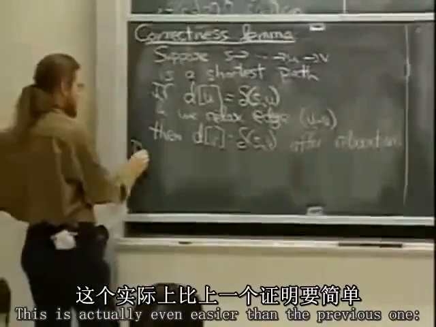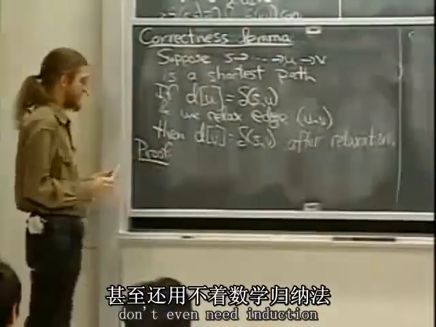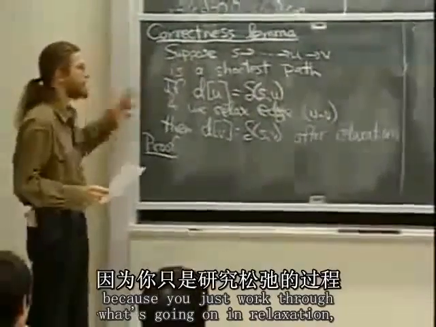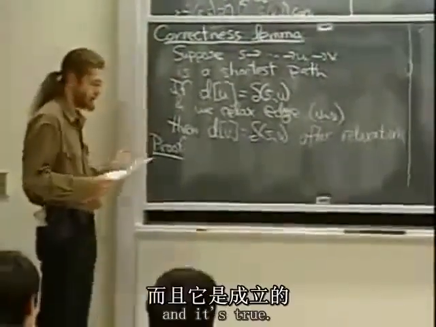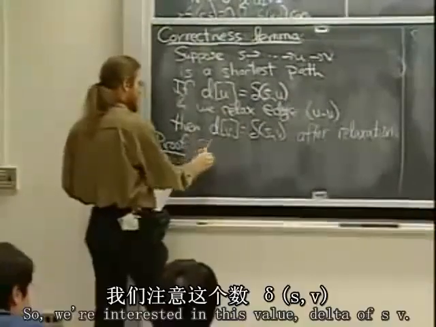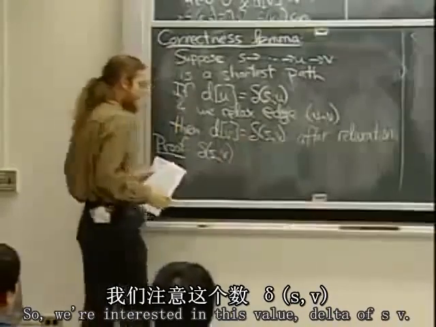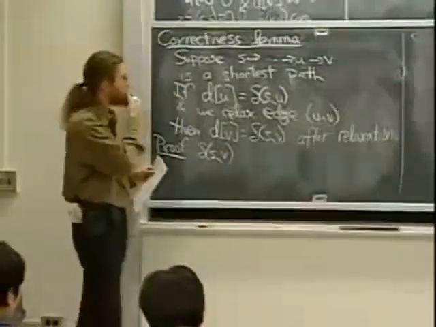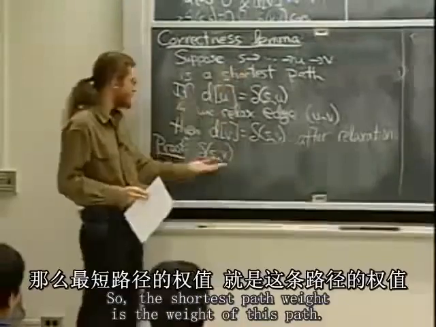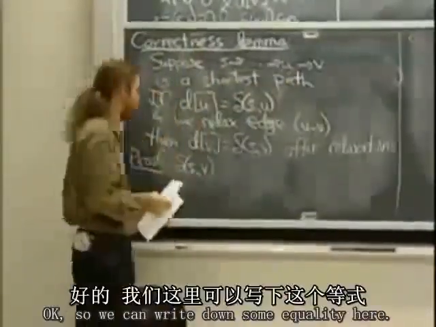This is actually even easier than the previous one. Don't even need induction. You just work through what's going on in relaxation and it's true. So here we go. We're interested in this value, delta of s comma v. And we know what the shortest path is. So the shortest path weight is the weight of this path. Okay, so we can write down some equality here.